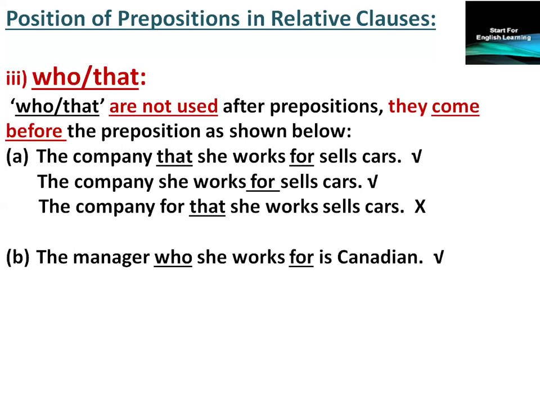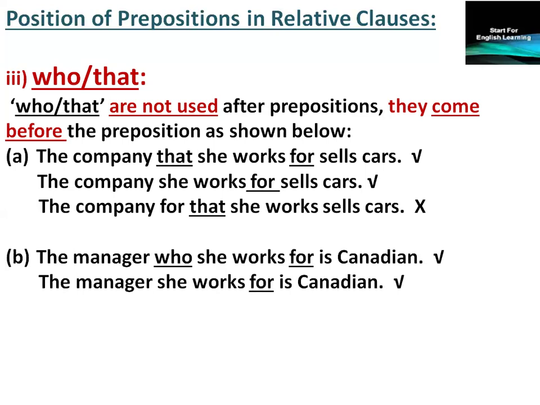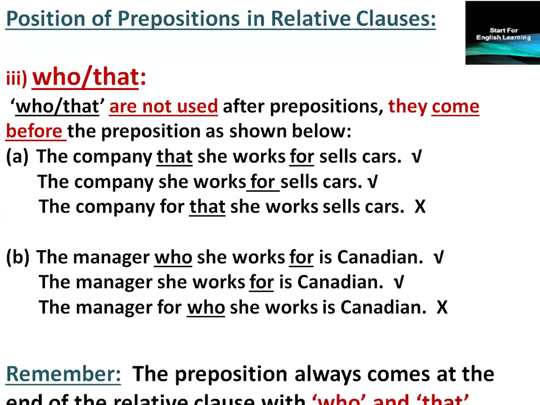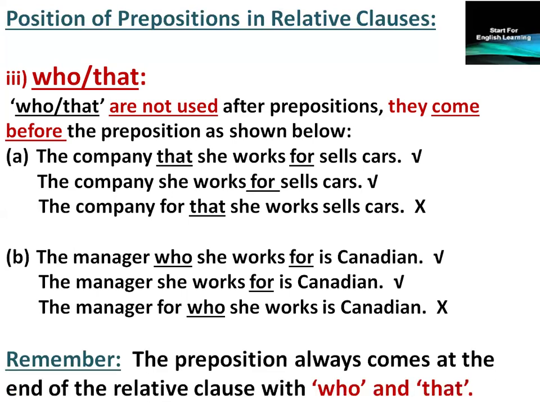B, the manager who she works for is Canadian. This is a correct sentence. The manager she works for is Canadian. Here we've removed the relative pronoun. It is a correct sentence. The manager for who she works is Canadian is incorrect. Remember, the preposition always comes at the end of the relative clause with who and that.